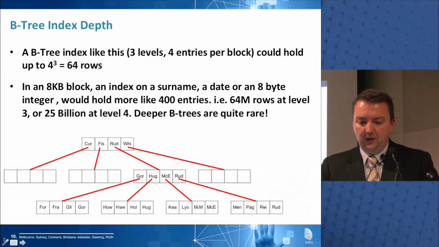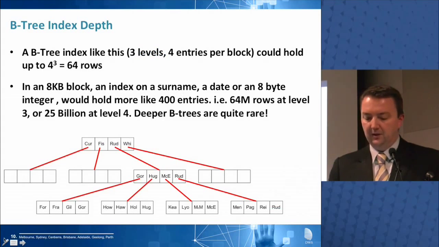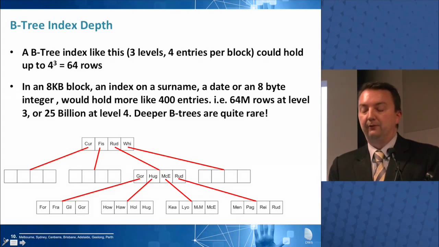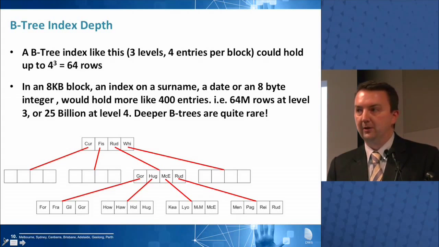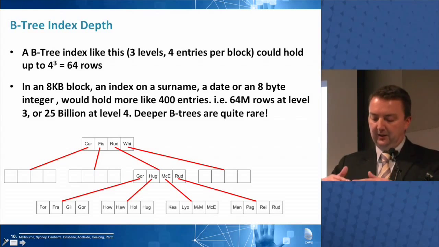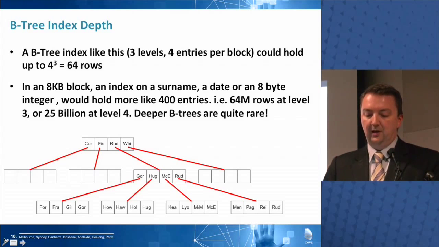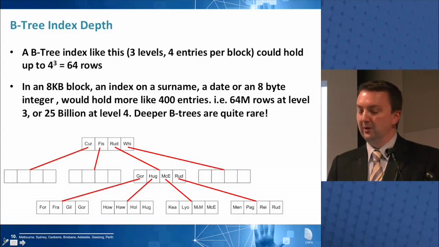All right, the depth of an index. So my index here, because I'm only allowing four entries per block, at the third level, that leaf level of my index, I can have 4 to the power of 3 possible rows there. So at level 3 I could have a maximum of 64 rows in my table.